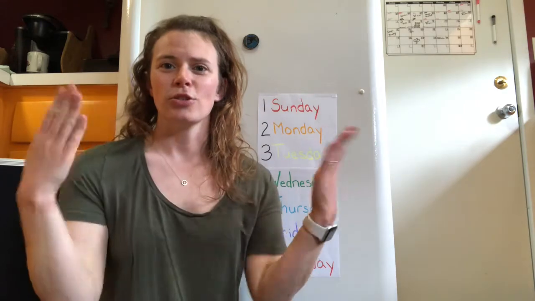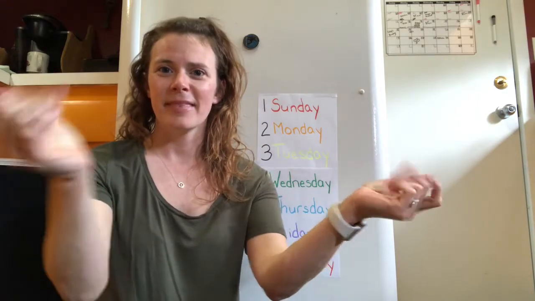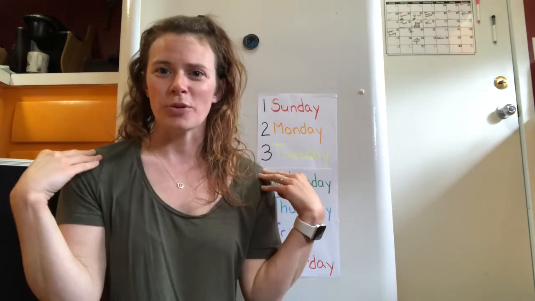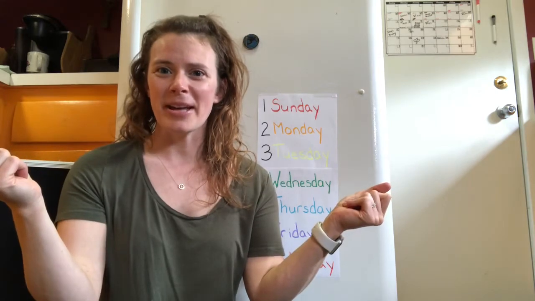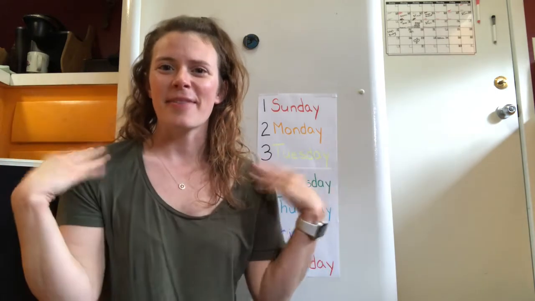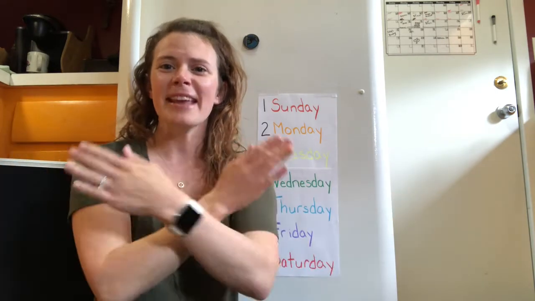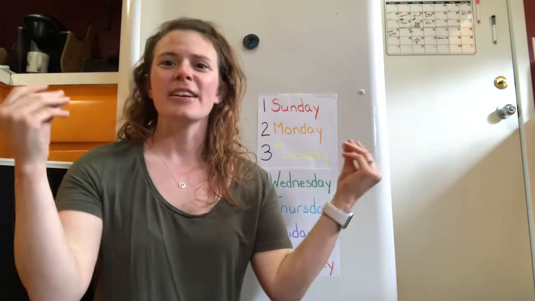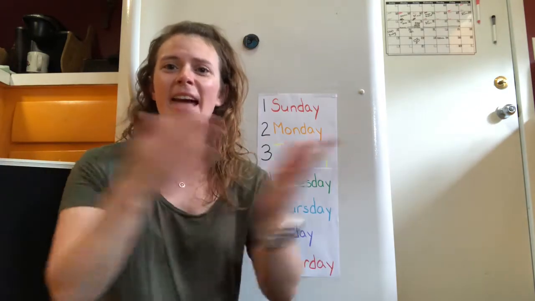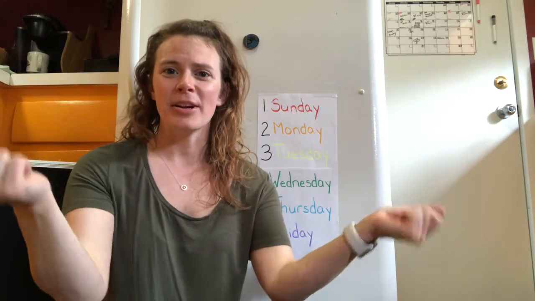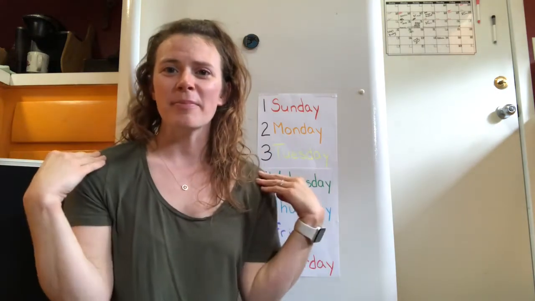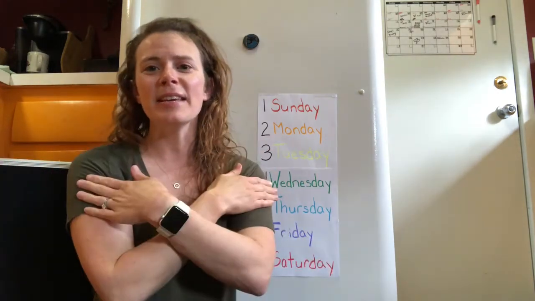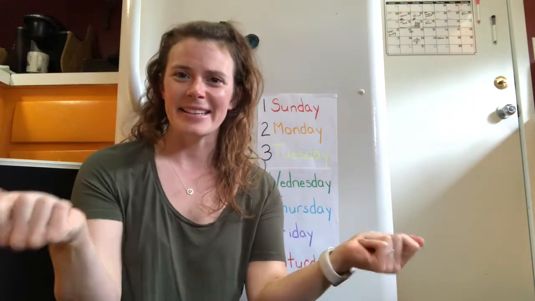Cross, shoulders, snap. Cross, shoulders, snap. With the months. January, February, March and April, May, June, July and August, September, October, November, December. These are the months of the year.